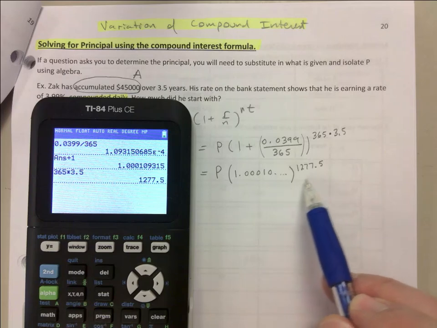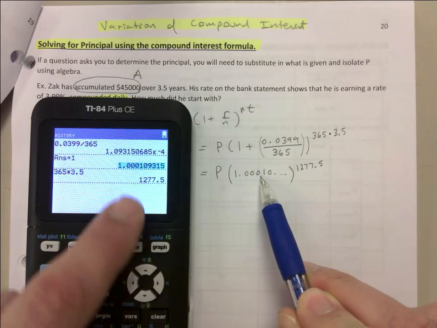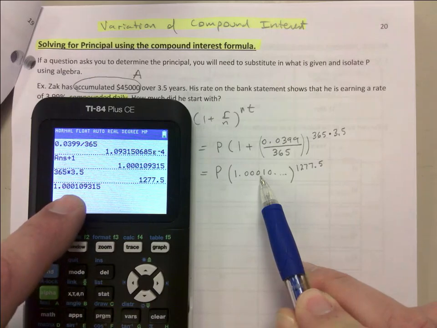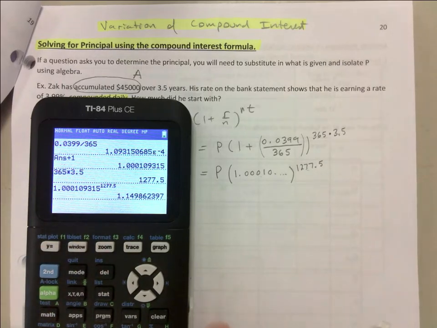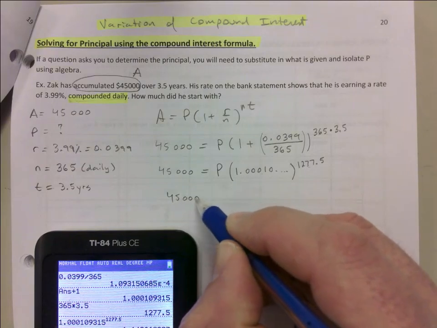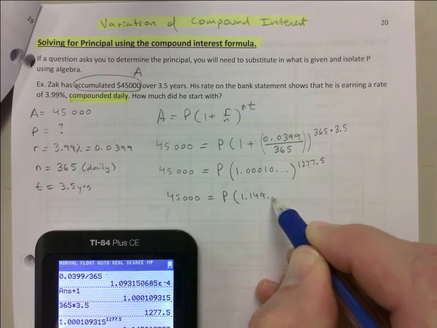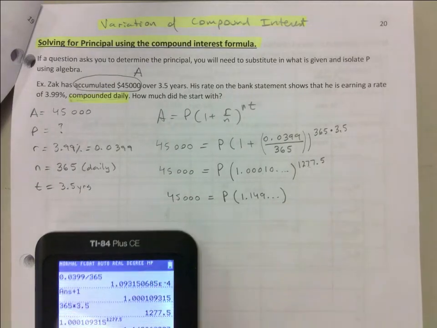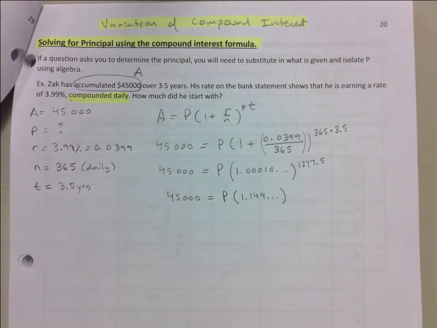These are all numbers here. We can still simplify this further. So I'm going to copy this number from my previous work, bring it down here. I'm going to raise it to the power of that number that I calculated previously, 1277.5. Hit enter. And you get 1.14. So 45,000 is equal to P times 1.149, and that keeps going. So now the exponent is gone, right? I've raised that to the power. It's just a number here, no exponents. And this is your last step here.